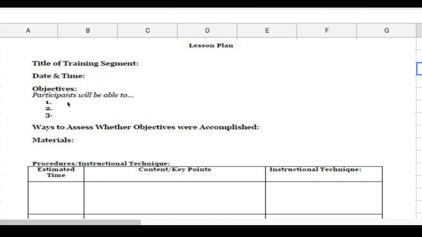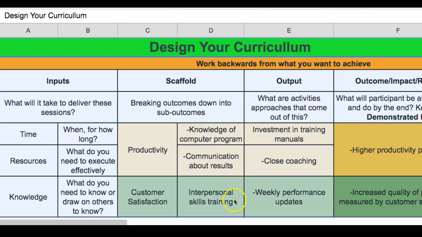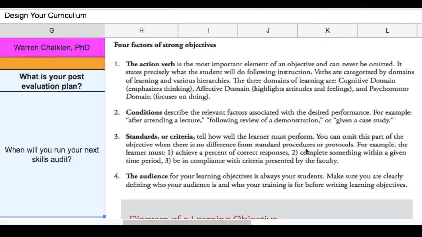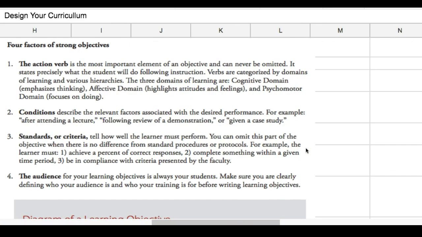A key thing about the objectives, when you're thinking about them and you're laying them out, is for them to be very, very specific. And one of the things I'll talk about in a second, let's step back for a moment. I'm actually going to talk a little bit about objectives. And we looked at designing our curriculum, but the one element I want to talk about is 4 factors that make a strong objective. The first one is an action verb, right?